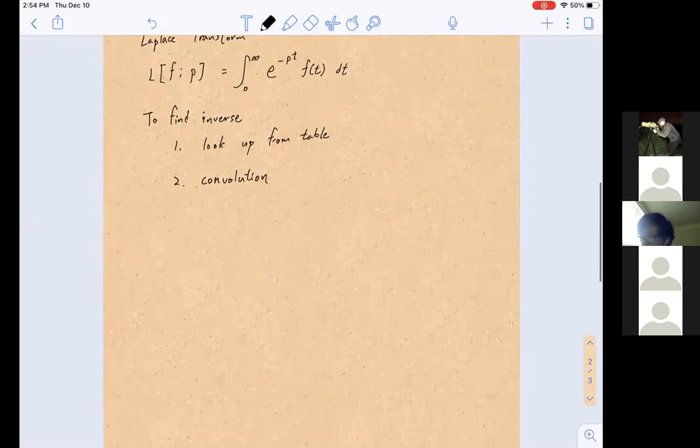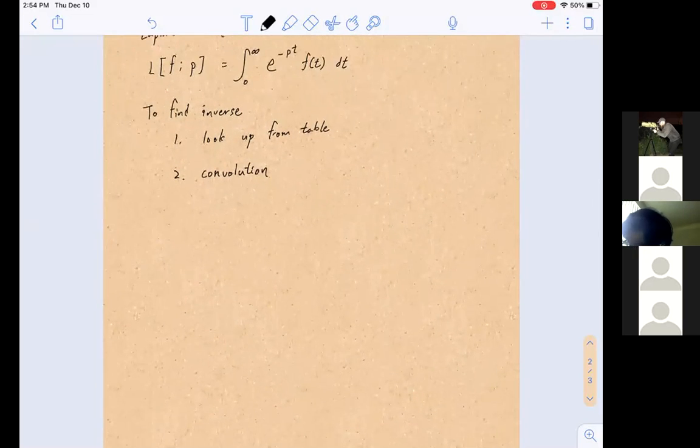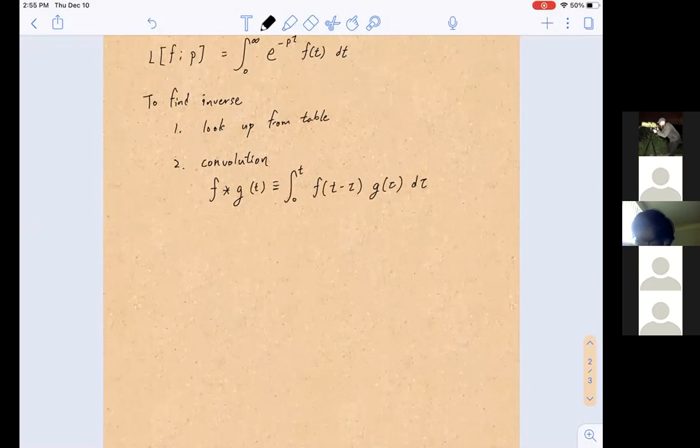So what is convolution? First we define what it is. The convolution f star g is the integral from 0 to t of f of t minus tau, g of tau, d tau. Now, the nice thing about convolution is that the Laplace transform of the convolution is the product of the Laplace transform of each function.